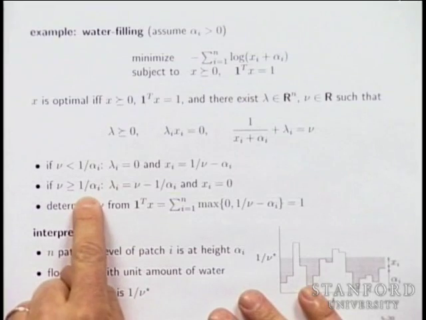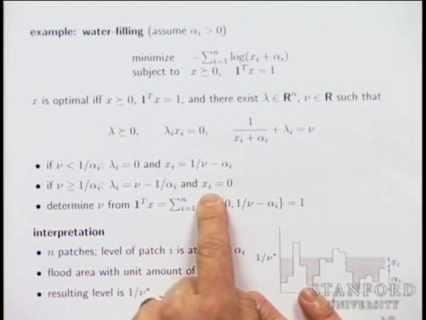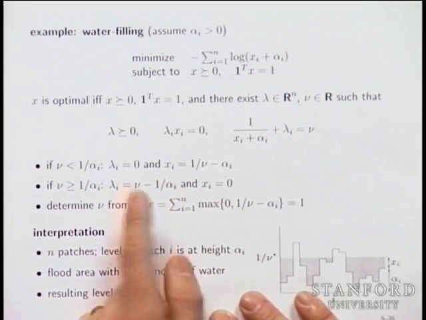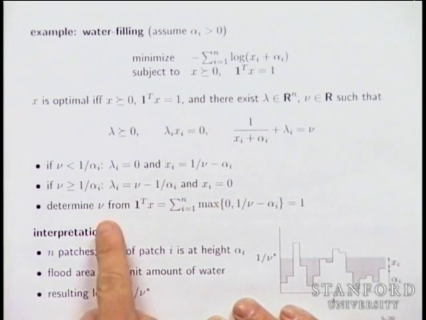Now, if nu is bigger than 1 over alpha I, then lambda I has to be equal to this, period, and you have to have xi is 0. Actually, the argument really goes like this. If nu is bigger than 1 over alpha I, you have to have xi equals 0, and therefore lambda I is this. So, okay, but now you have an explicit formula for x as a function of nu. Nu is a single scalar variable, and you basically have this.